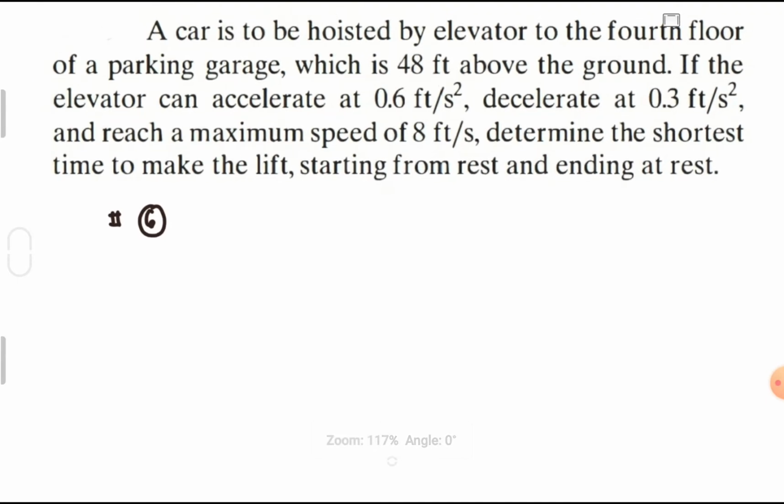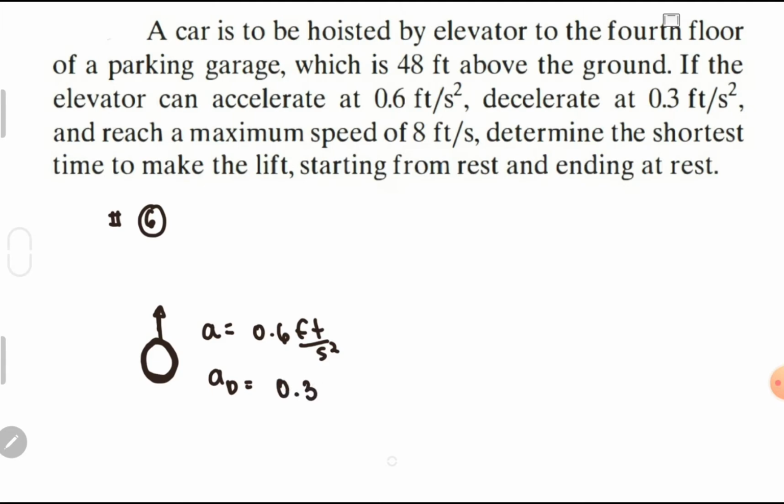But first, let us draw the free body diagram of this problem. Take note that the body will be the elevator, or this will be the particle. It is going upward with an acceleration equal to 0.6 feet per second squared, and at deceleration it has an average acceleration of 0.3 feet per second squared. Take note, this is deceleration, therefore negative. So AA for acceleration and AD for deceleration.